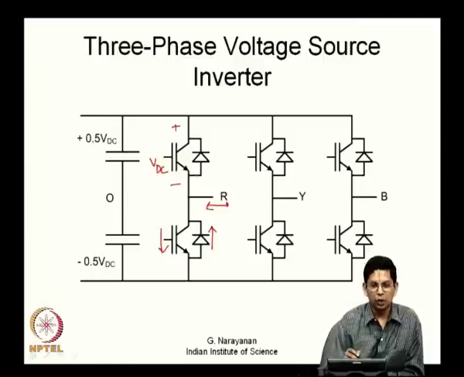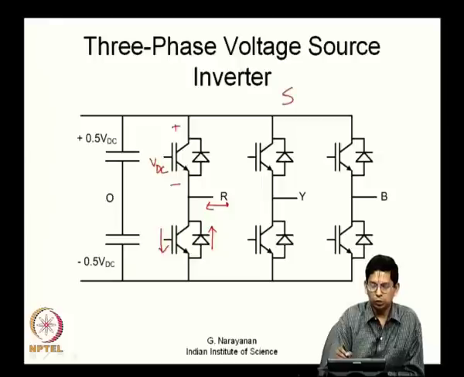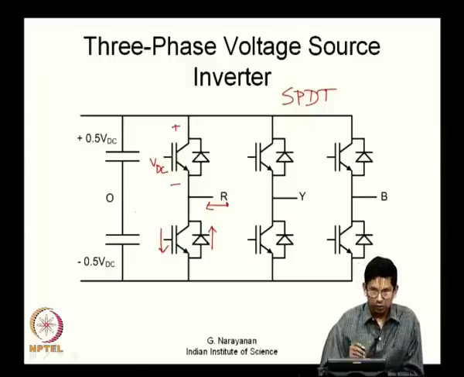So, here also, what you find is basically the top and the bottom switches are switched in a complementary fashion, so that every leg is a single pole double throw switch, and you have 3 single pole double throw switches here. The poles are once again connected to the load terminals, the load being inductive, and the throws are connected across the DC supply. So, now this is a 3-phase voltage source inverter.